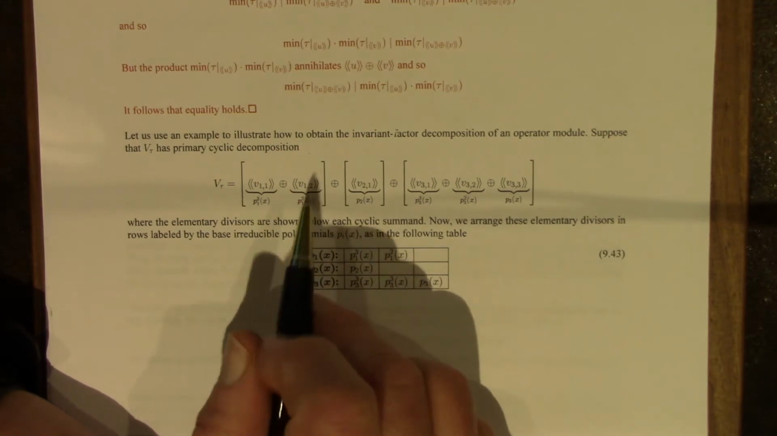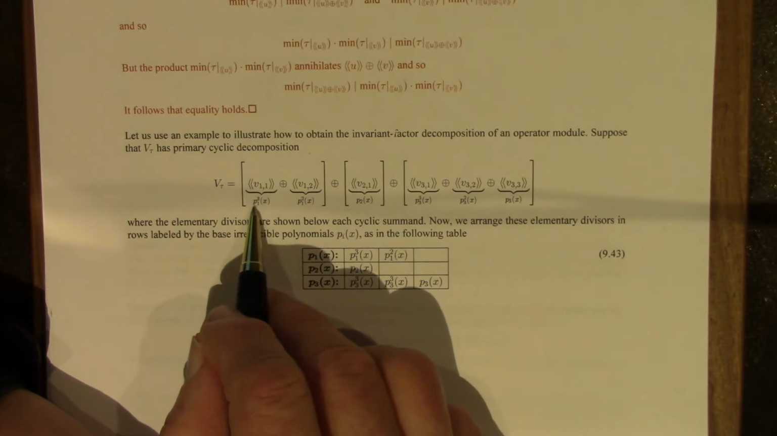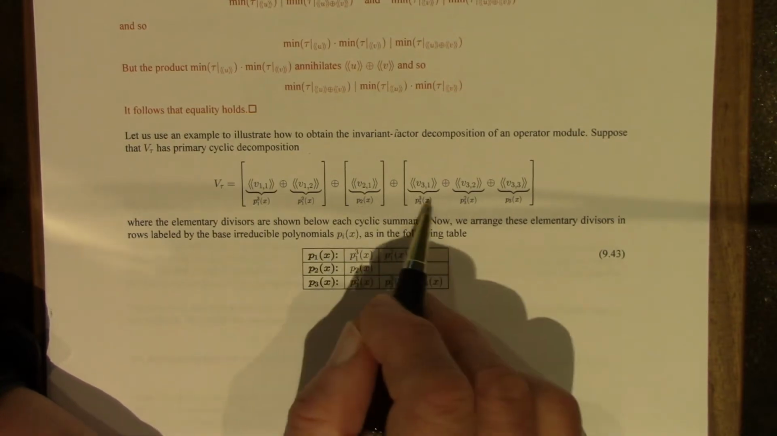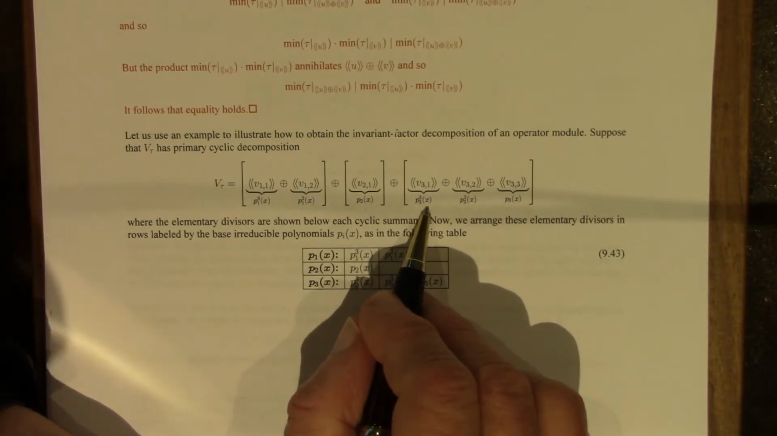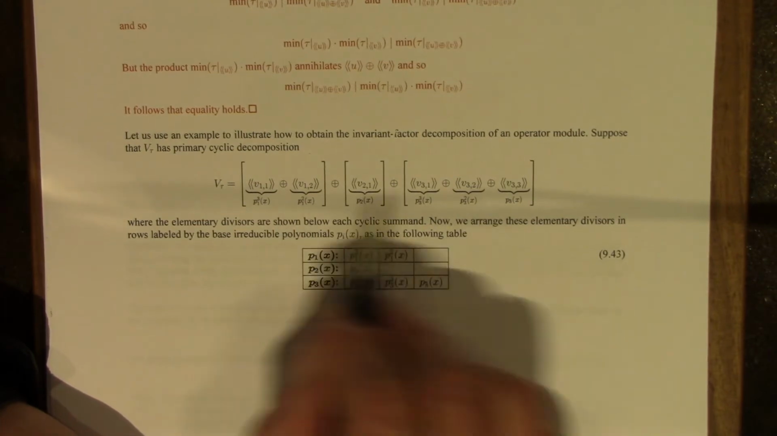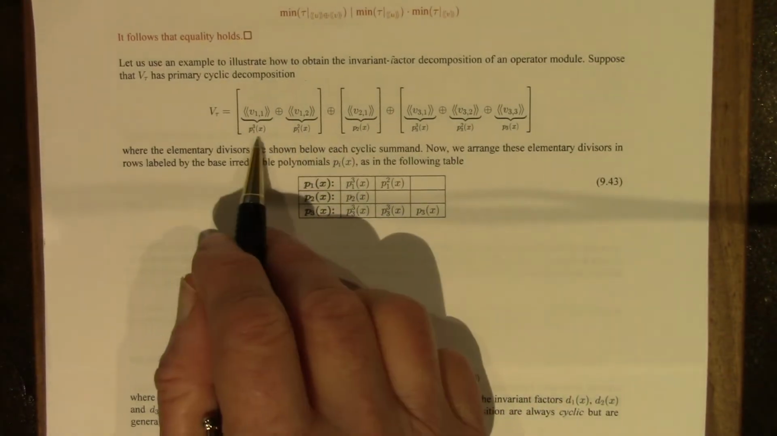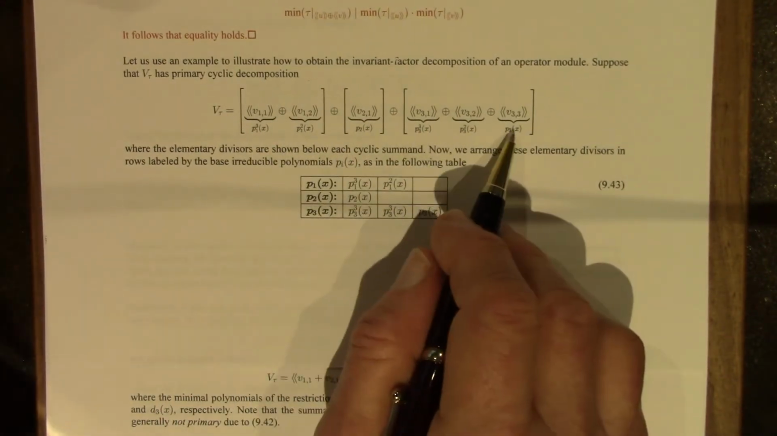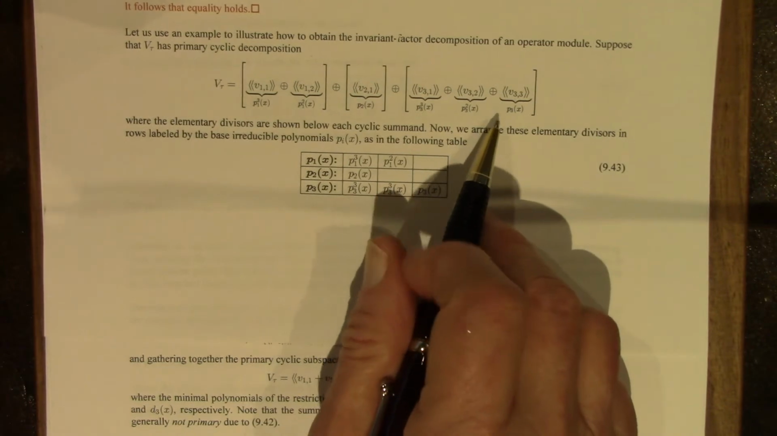to group things together based on the base polynomial, p1 of x, p2 of x, p3 of x, in the prime factorization of the minimal polynomial. So this is just what we've done before. I just grouped it to show clearly, and I added the minimal polynomials, the elementary divisors, so you could see clearly what's going on. This is what we do.